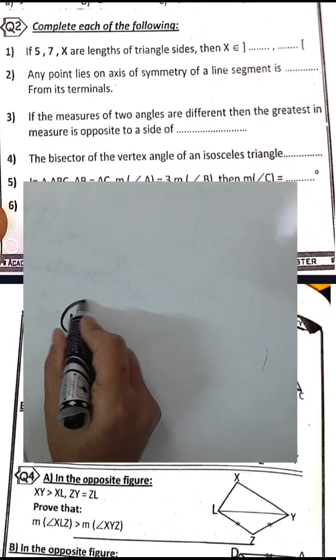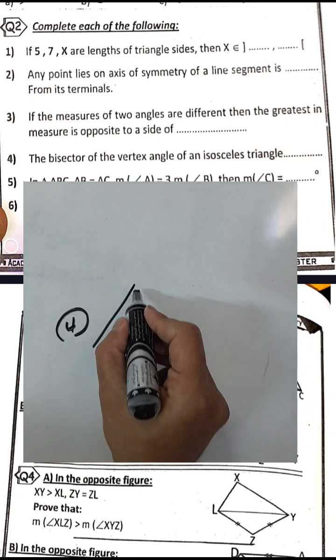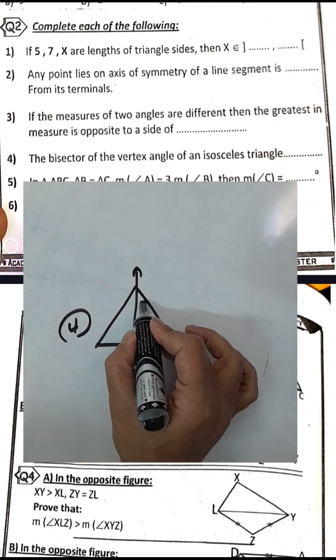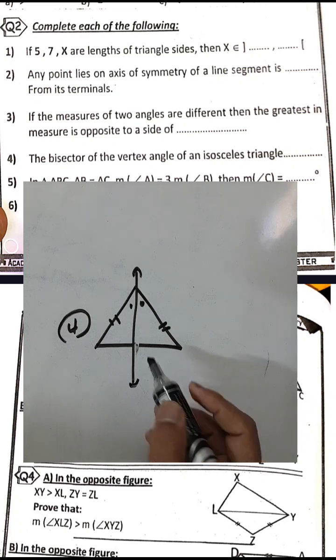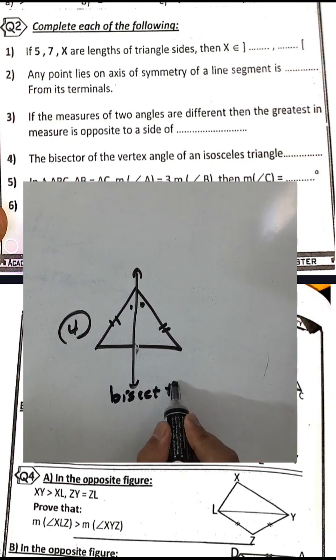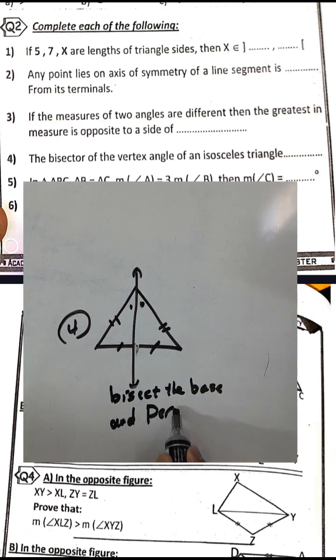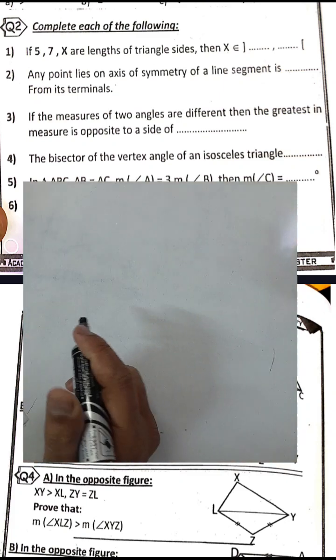Question number 4. The bisector of the vertex angle of an isosceles triangle will do what? It will bisect the base and be perpendicular to it. Question 5.